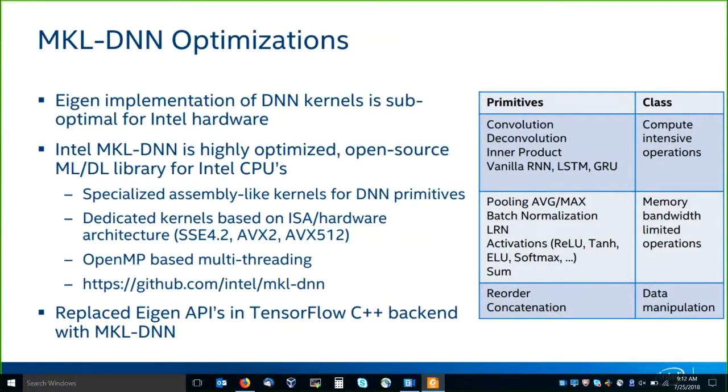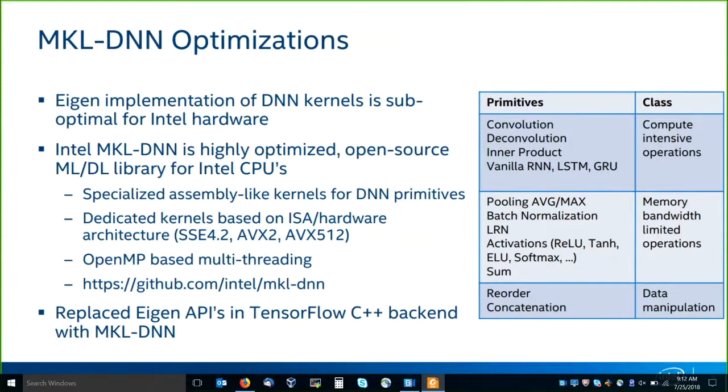We have good coverage of all the ops that are widely used in several convolutional neural networks or speech translation models, and we have dedicated kernels based on the ISA. If you are using a KNL, you have a dedicated kernel optimized for KNL, and if you have a Skylake, you have the equivalent for Skylake. The library uses multi-threading based on OpenMP. One significant change is that we have fully open sourced this library. It's all available on GitHub.